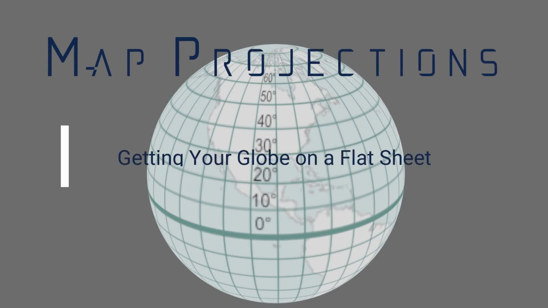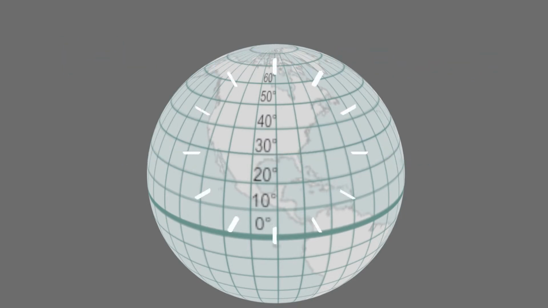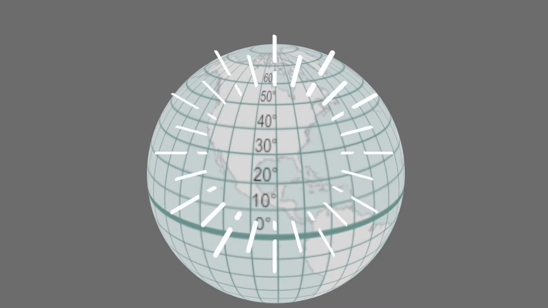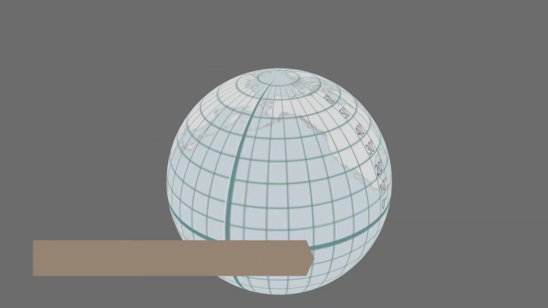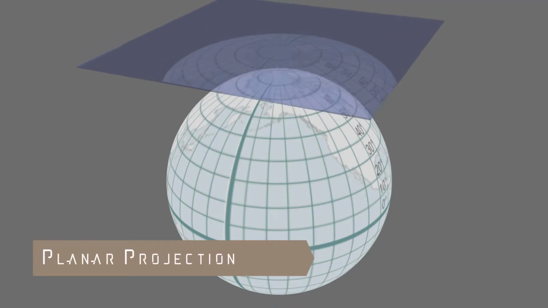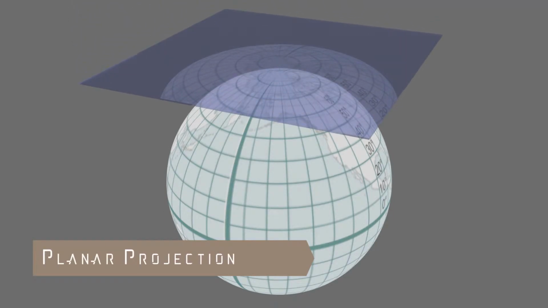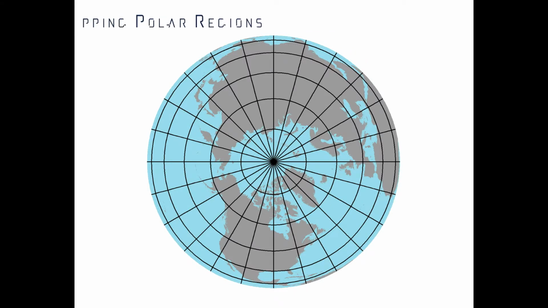Getting a spherical object onto a flat piece of paper is called a map projection. It's like having a glass globe, turning on a light, and projecting those lines onto a piece of paper. First, we take a plain piece of paper, a planar, and we project those lines on a flat piece of paper. This is good for making maps of the polar regions of the world.